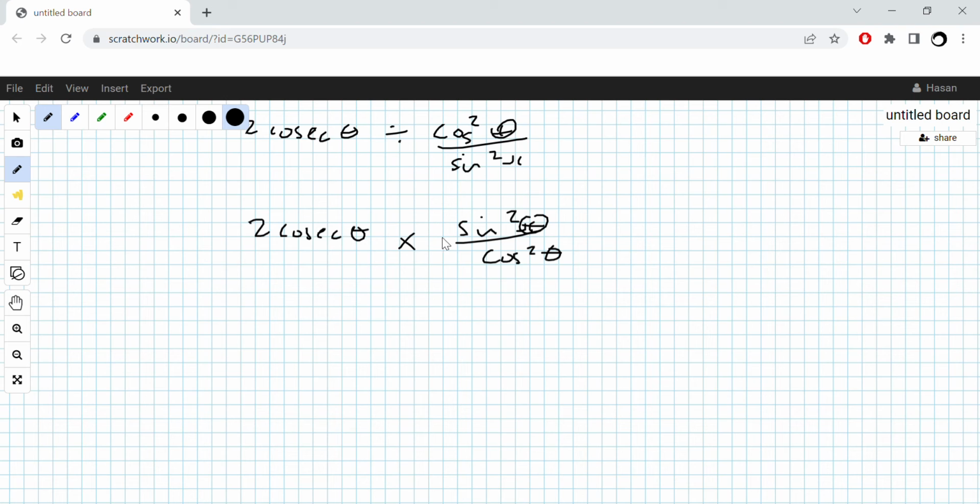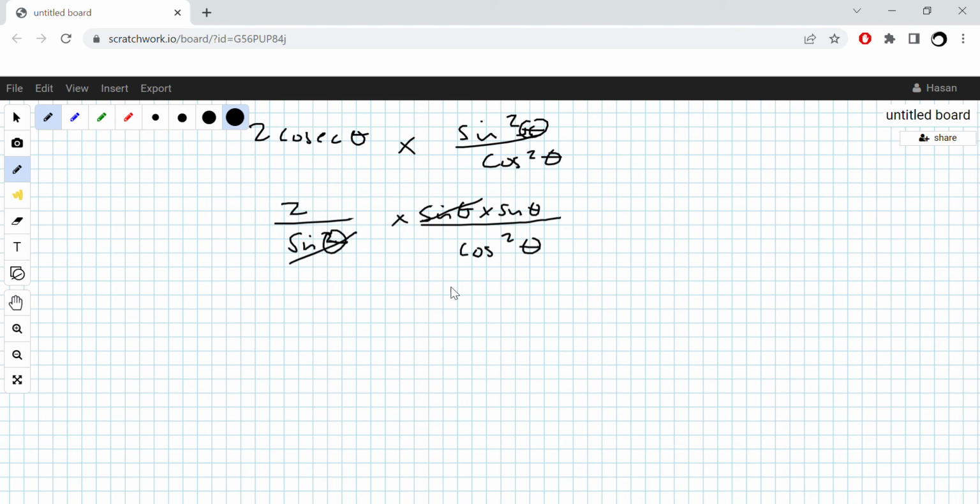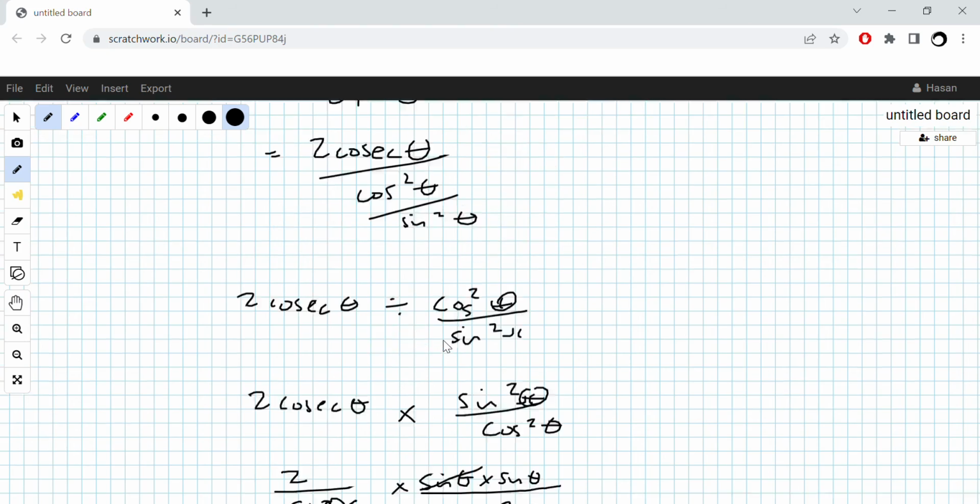Cosec theta is the same as 1 over sine theta, so that leaves us with 2 over sine theta times sine theta times sine theta over cos squared theta. The reason I wrote sine theta times sine theta is that it's the same as sine squared theta. The sine thetas will now cancel out, and that leaves us with 2 sine theta over cos squared theta.